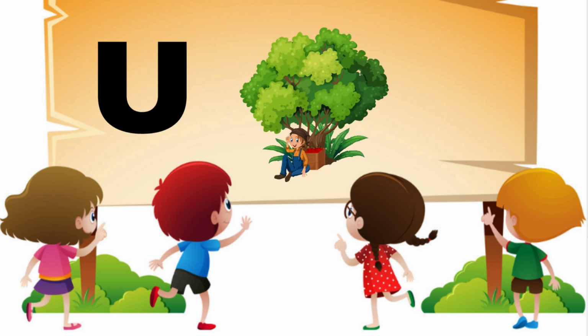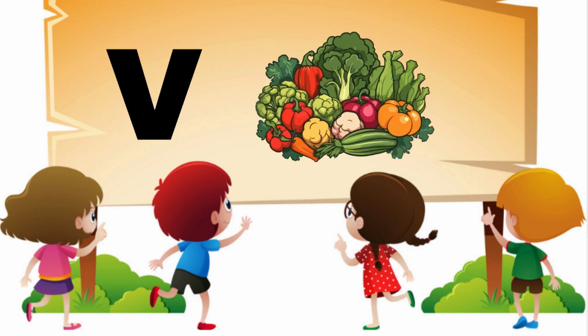U. U is for under. V. V is for vegetables.